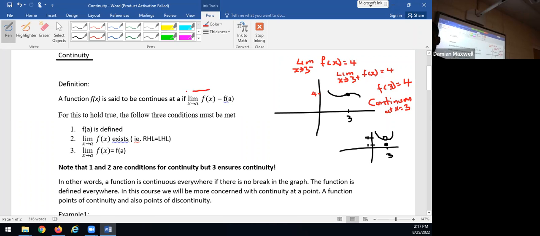So pretty much you can summarize it in just saying all of this, right? Because all of this is just breaking it up. Because we're saying that the limit exists, so the left and right-hand limits must be equal for the limit to exist, and then it must equal the function value.